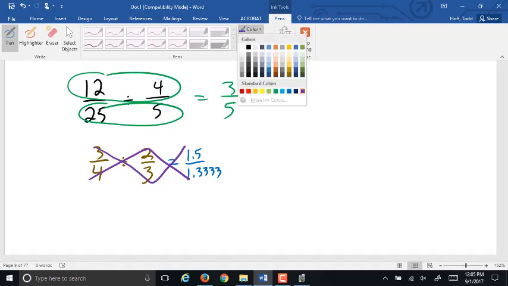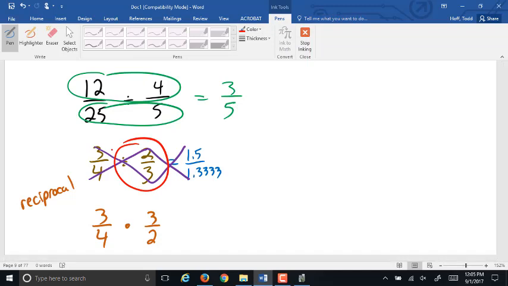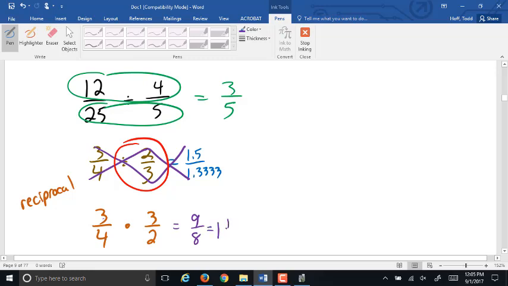Most of us were taught to do what? Flip it. It's called the reciprocal. So the 2/3 becomes 3/2. And then we are multiplying. The key is an operation always operates on the number that comes after it. So that dividing is operating on the 2/3. So it's the 2/3 that has to get flipped over, or we have to take the reciprocal of. So now we just multiply. 3 times 3 is 9. 4 times 2, 8. 9/8 or 1 1/8.